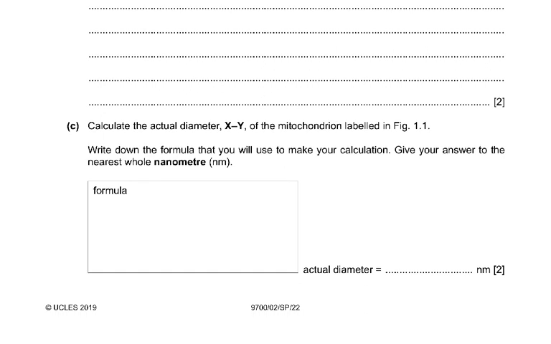Then coming on to the C part of the question, calculate the actual diameter XY of the mitochondrion labeled in figure 1.1. Write down the formula, make your calculations, give your answer to the nearest whole nanometer. This is something which you didn't read and you were careless in it. If I had given this paper, I know 20% of the class would not have read this. And then when I confront them, they say, oh miss, I didn't read that. So I'm sorry, you cannot say you did not read that. That is a very, very careless attitude if you say you did not read that.